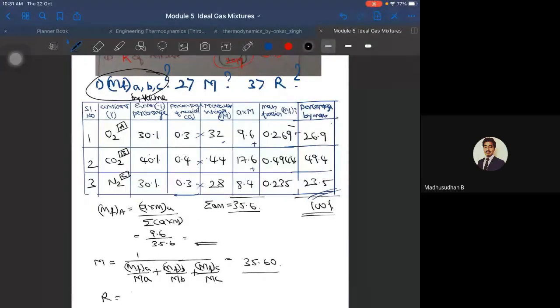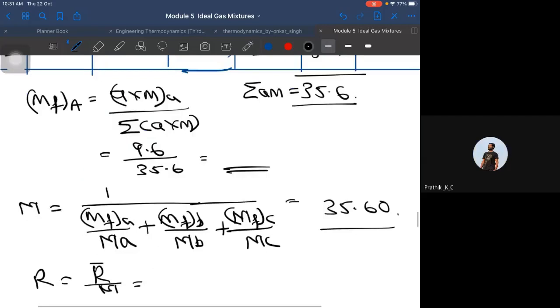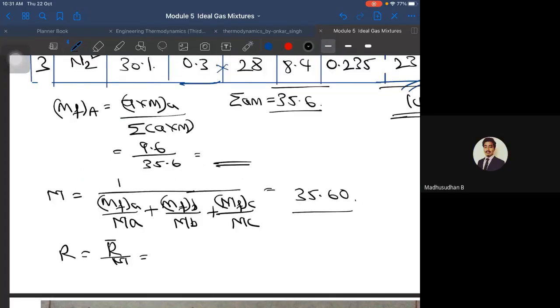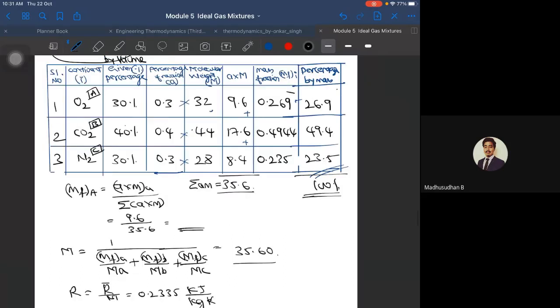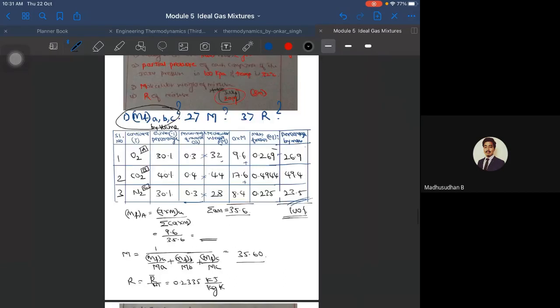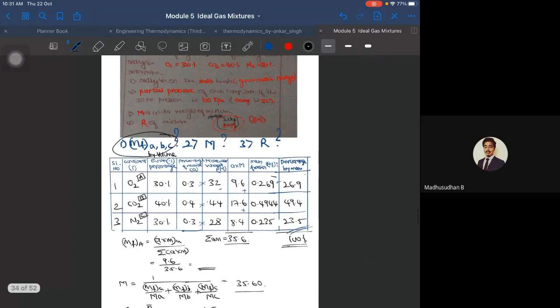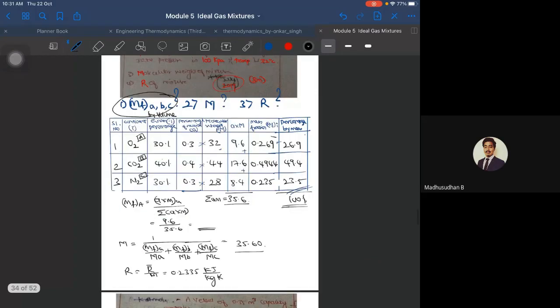So just substitute the value and give me the value. How much? 0.2335. The unit is kilojoules per kg Kelvin. So that is the unit of R. Now, you need to calculate the partial pressure of each component. Now, how will you do it?